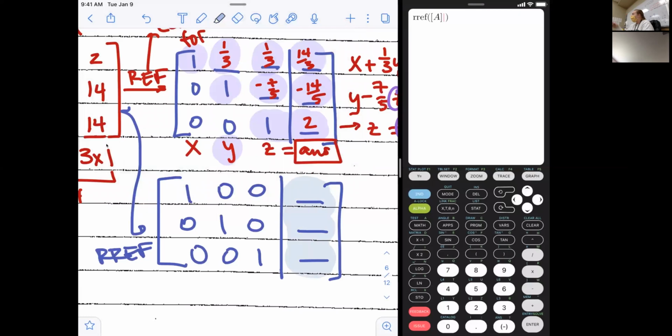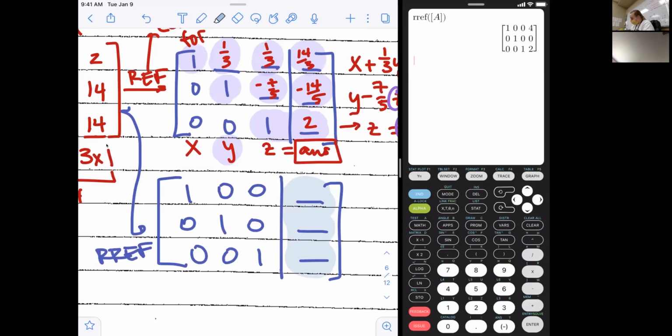Okay, so let's do it. I already have RREF of A ready to go on my calculator. If you don't, go back to your matrix menu, scroll over to the second column which is math, and go down to letter B, which is right below REF. Press RREF and then press A, and this is the answer again.